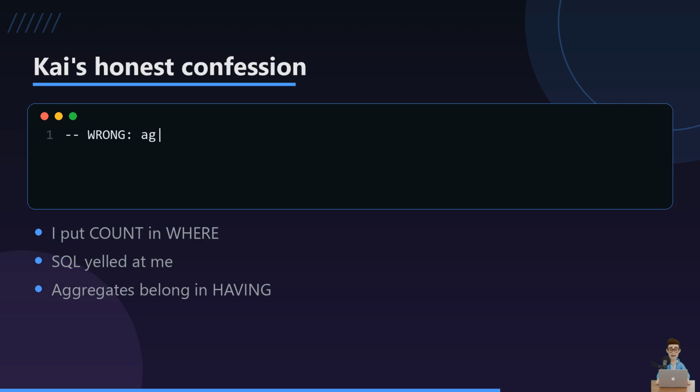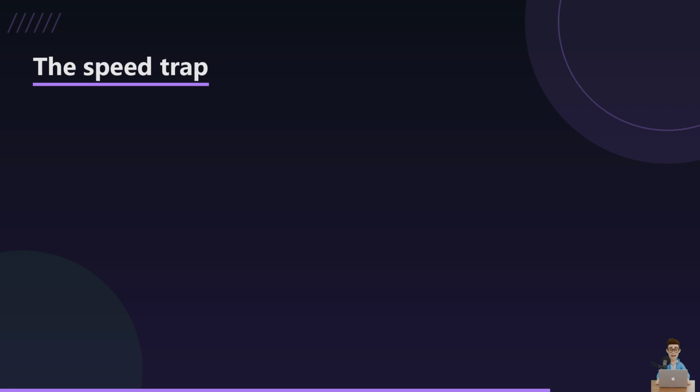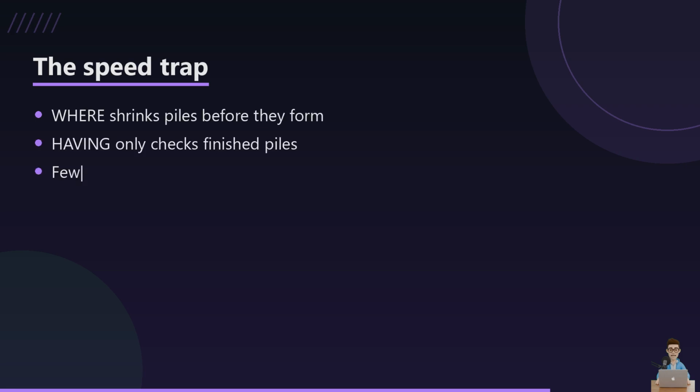True story. For years, I'd instinctively write WHERE COUNT(*) > 100 and get an error every single time. The fix finally stuck when I remembered WHERE happens before the counting even starts, so of course it can't see a count. Move that condition to HAVING and it just works. Clean.